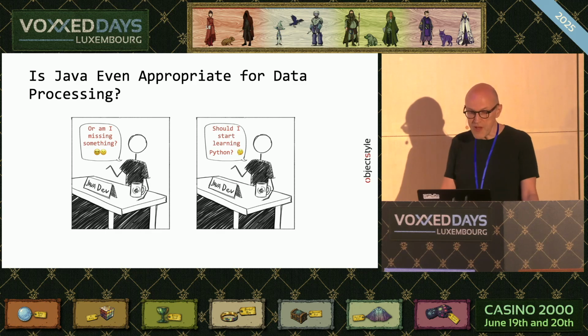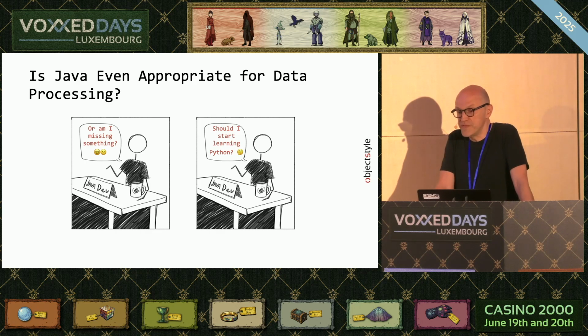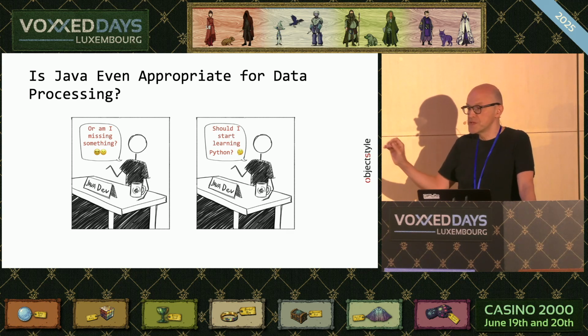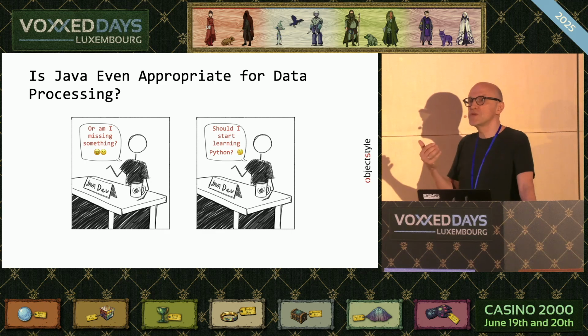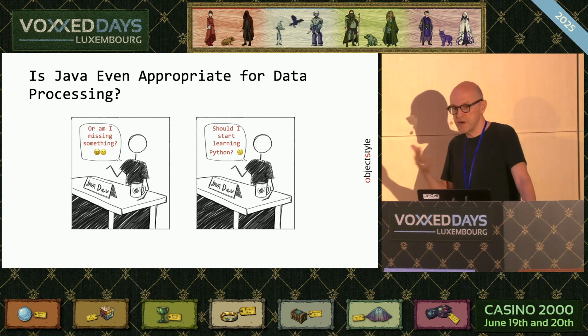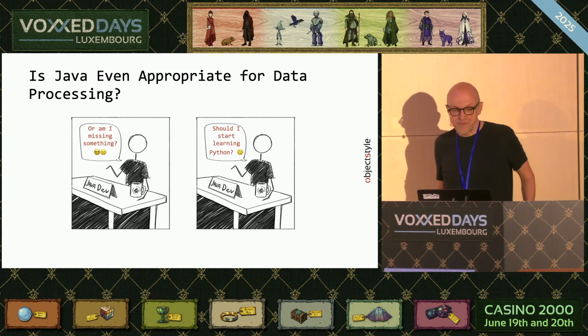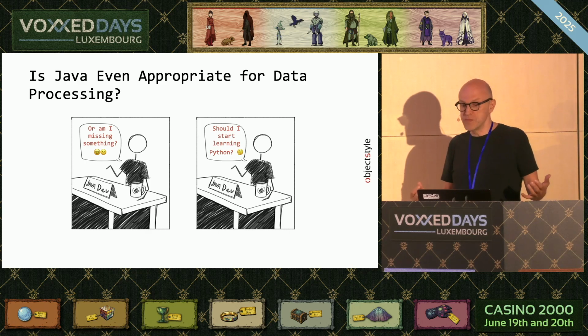So the question is: if we want to do data engineering, if we want to do data processing, what are our choices? Should we go learn Python, or should we change something about our own ways? And the answer in this presentation is that yes, there are actually some pieces available in other technologies that can be used in Java. They are available in Java. They're just not as widely known, and for no good reason, but they're there.